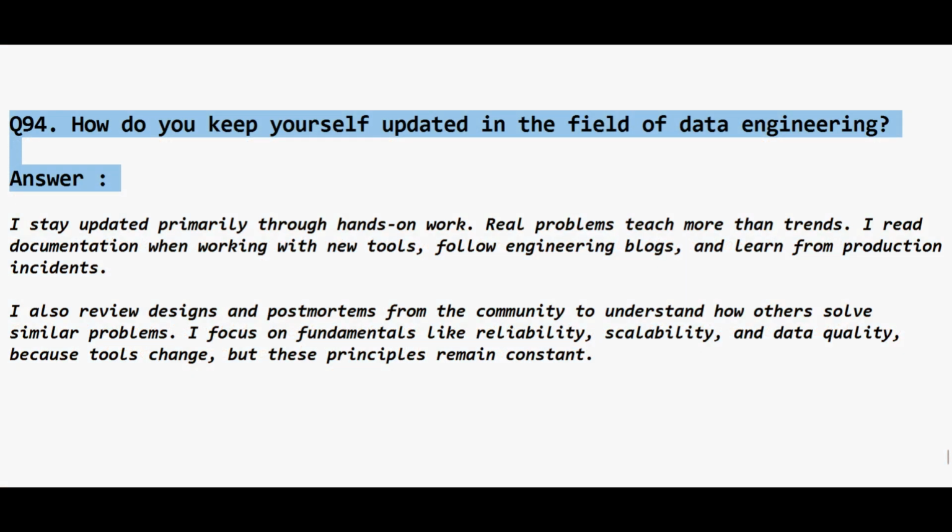Question 94. How do you keep yourself updated in the field of data engineering? Answer. I stay updated primarily through hands-on work. Real problems teach more than trends. I read documentation when working with new tools, follow engineering blogs, and learn from production incidents. I also review designs and postmortems from the community to understand how others solve similar problems. I focus on fundamentals like reliability, scalability, and data quality because tools change, but these principles remain constant.